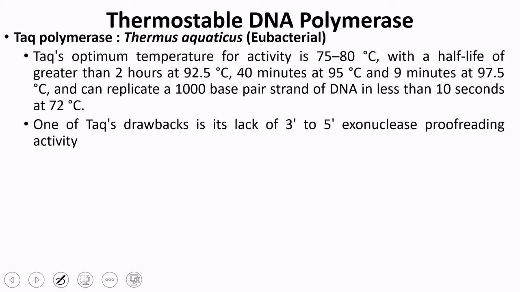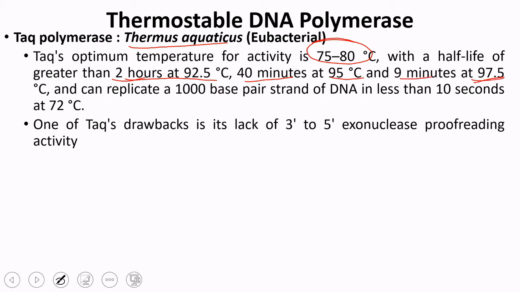Like Taq polymerase. This was the first thermostable DNA polymerase to be discovered, and it has been isolated and purified from the organism Thermus aquaticus, a eubacterium. This Taq polymerase's optimum temperature is roughly 75 to 80 degrees centigrade, meaning it works best at 75 to 80 degrees centigrade. It has a half-life of 2 hours at 92.5 degrees, so at that temperature 50% will still be working after 2 hours. At 95 degrees centigrade, its half-life is 40 minutes. If you increase the temperature to 97.5 degrees, then the half-life is 9 minutes.